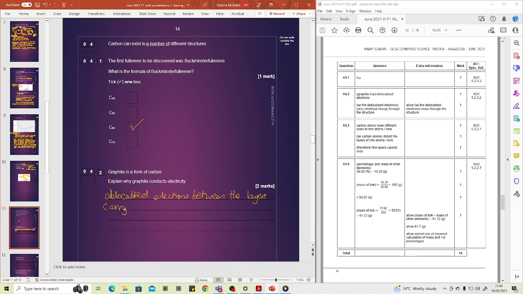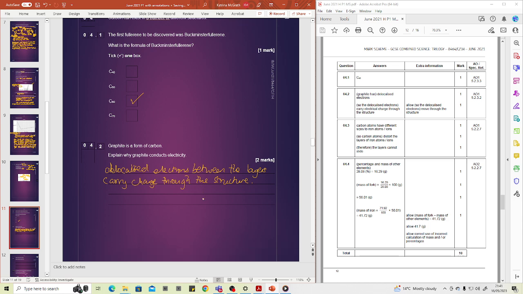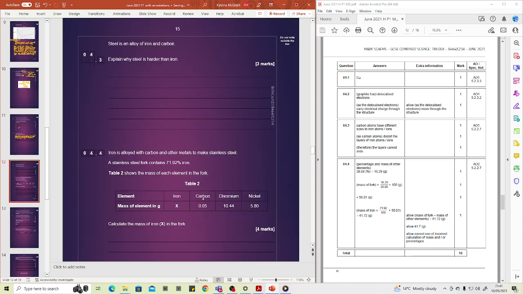Carry charge through the structure. Okay, and we have the different sized atoms argument here for steel being harder than iron, so it's an alloy, so we're just going to say that it's a mixture of metals with different sized atoms.